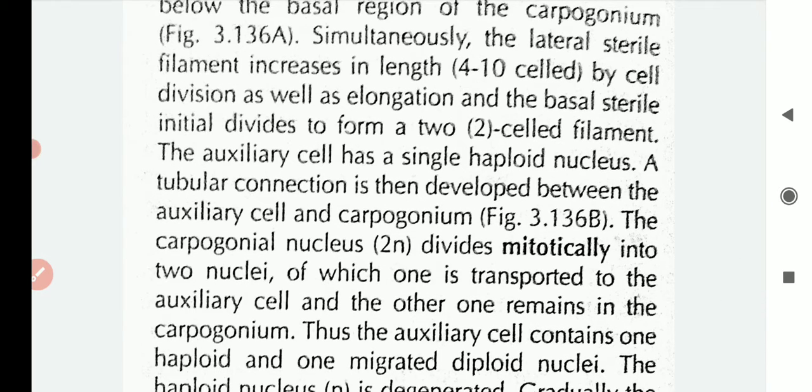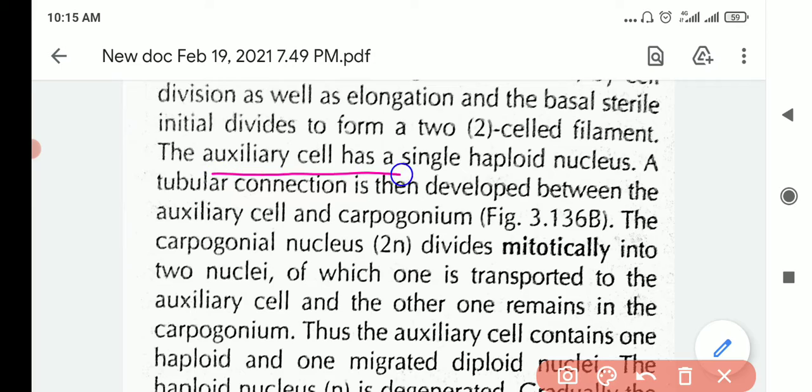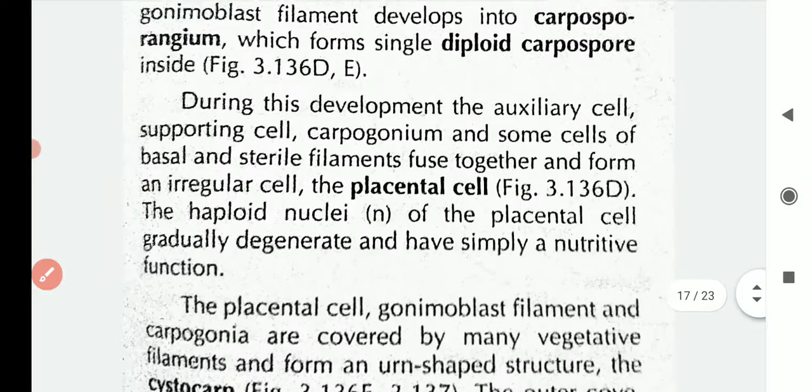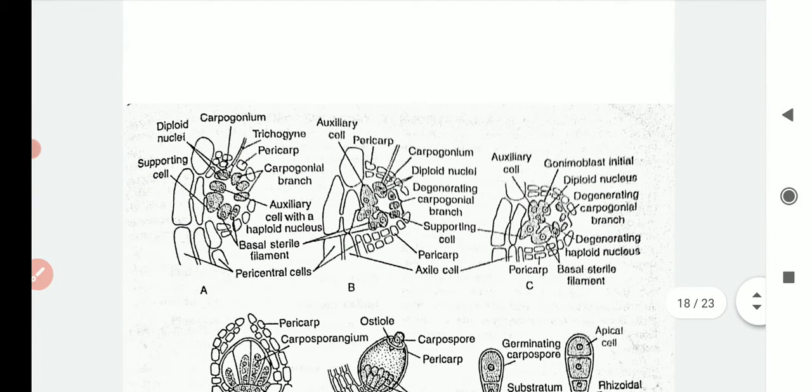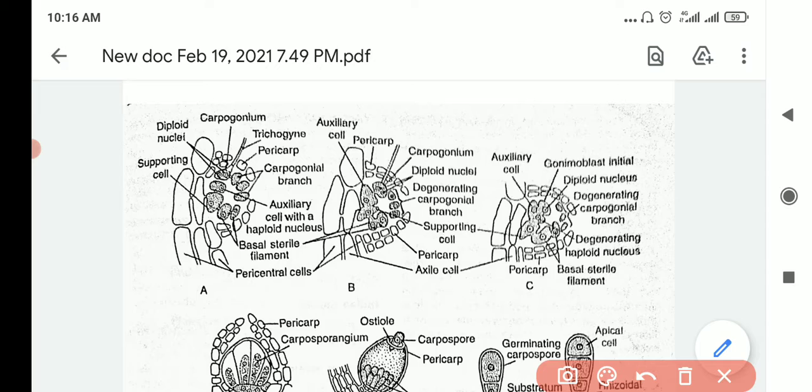Now that auxiliary cell has a single haploid nucleus, as I had shown you. Then a tube connection will be developed between the auxiliary cell and the carpogonium. Let's look at the tube connection. This is the carpogonium, and this is your auxiliary cell. They are just next to each other. Can you see these two?